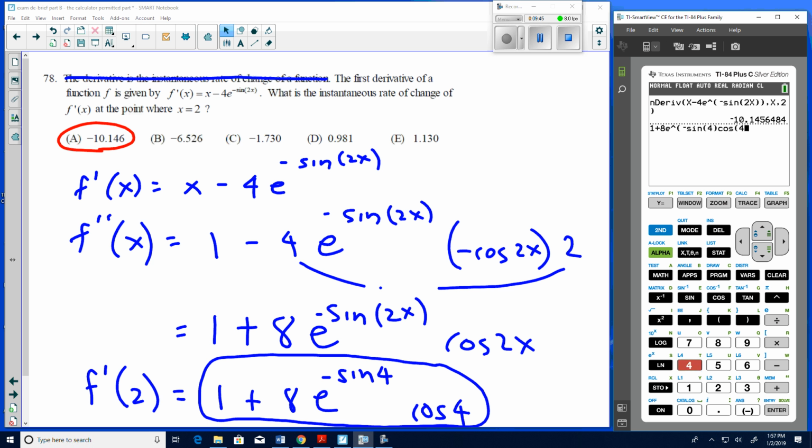And that should give us that exact same decimal, which it doesn't because I have to close the exponent and then multiply by cosine. Okay, so negative 10.1456. That's the exact answer, but I don't have a calculator, Ms. Bosquet. How am I supposed to get that without a calculator?